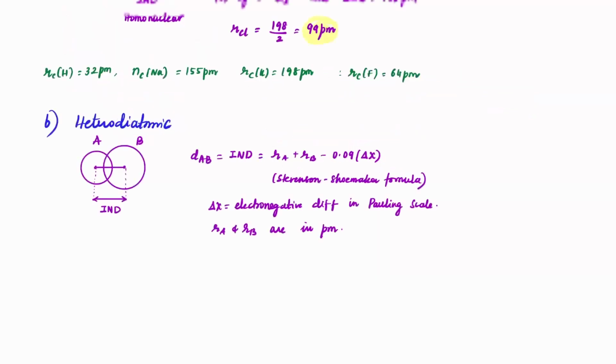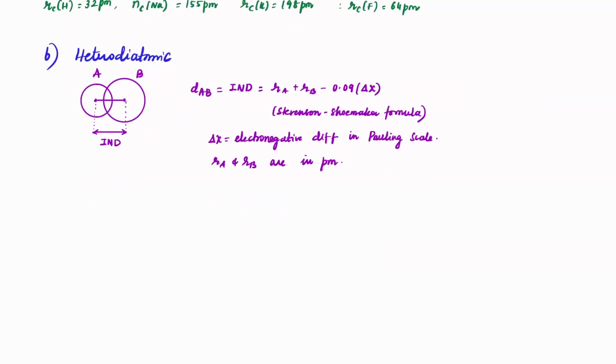Any doubt here, beta? Please check. This is how you calculate the heteronuclear bond length. Sir, suppose in this, the line is joining exactly the center of both the atoms, right? Yes, beta. The center of both the atoms.